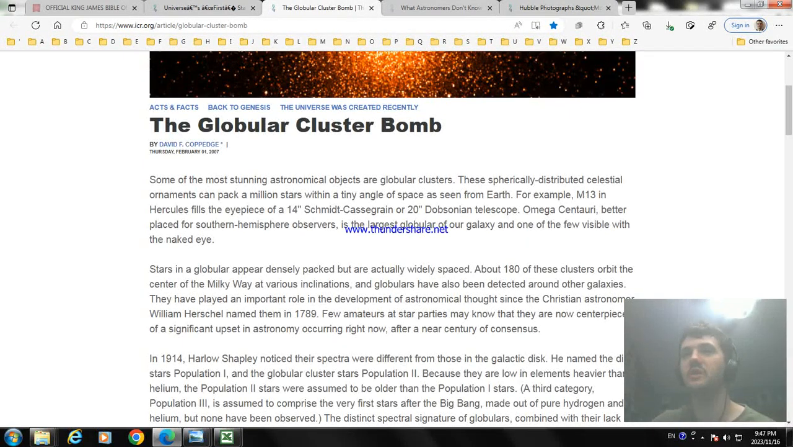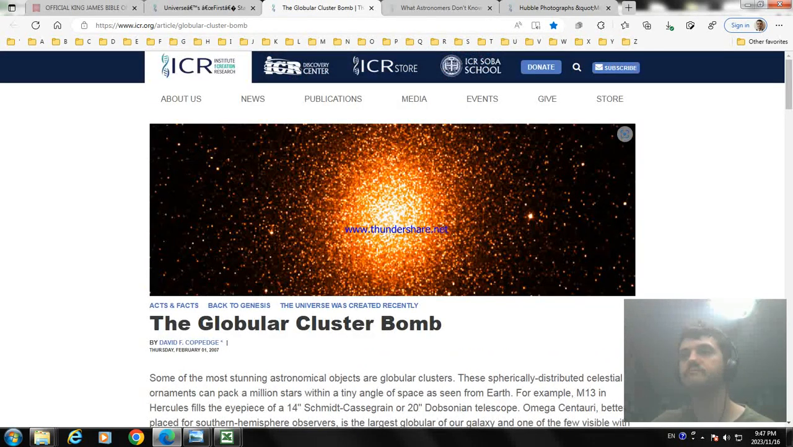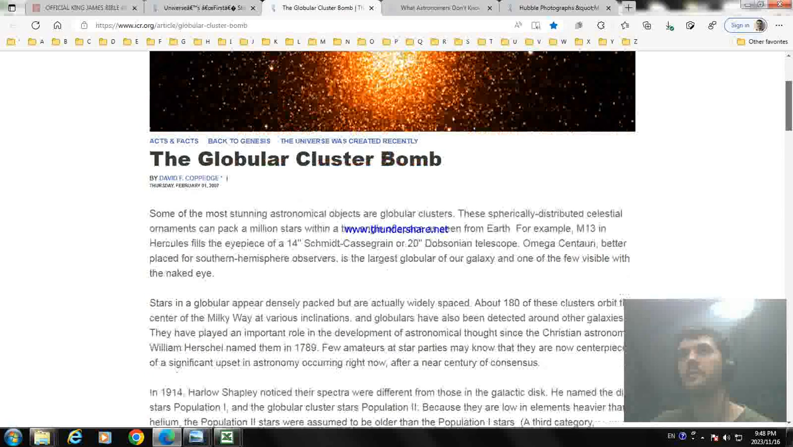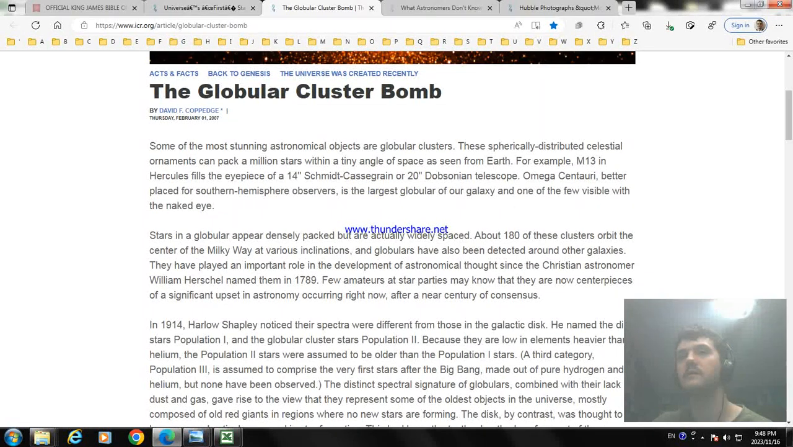Now, this globular cluster bomb. Let's talk about that too, because some of the most stunning astronomical objects are globular clusters. These are spherical, celestial orbs of hundreds of thousands to millions of stars, appearing tiny at great distances from Earth. For example, M13 in Hercules fills the eyepiece of a telescope. Omega Centauri is better placed for southern hemisphere observers and is the largest globular cluster of our galaxy and one of the few visible with the naked eye.